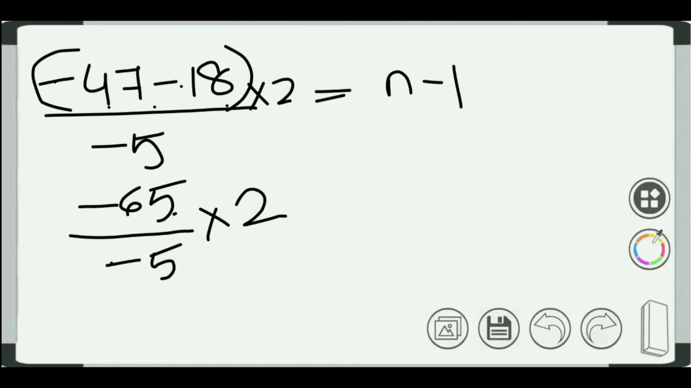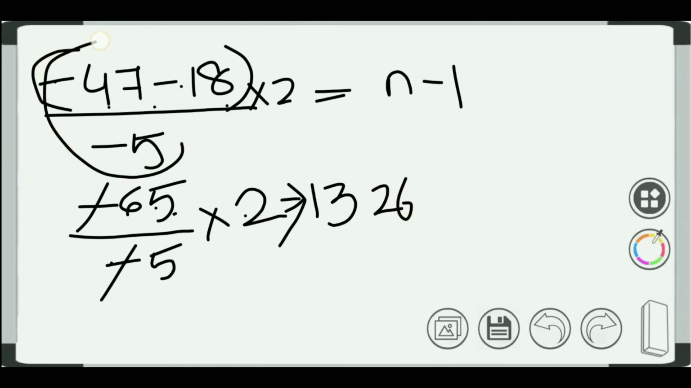Now you can see the negative got cancelled. Negative divided by negative is positive. 65 divided by 5. What is 65 divided by 5? 13. So 13 into 2. 13 into 2? 26. So I have simplified this whole term and I got 26 as the value.